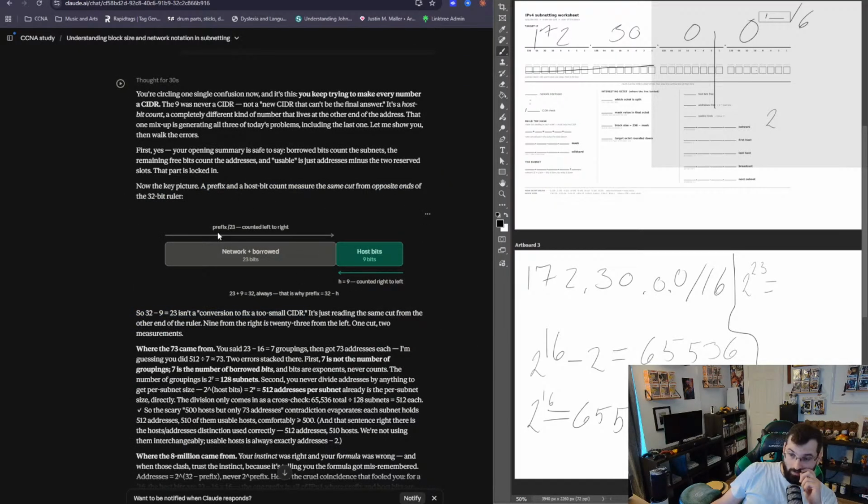Okay, hold on. Let's study this. So prefix slash 23 counted left to right. It's 23 borrowed bits. Okay, this is where it gets complicated because this is inside the 16. And then we have 9 host bits over here. So 23 plus 9 equals 32. Okay, we need to know that.